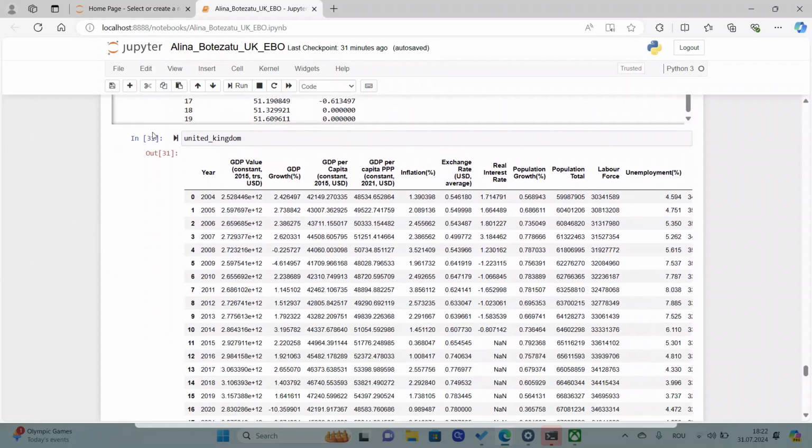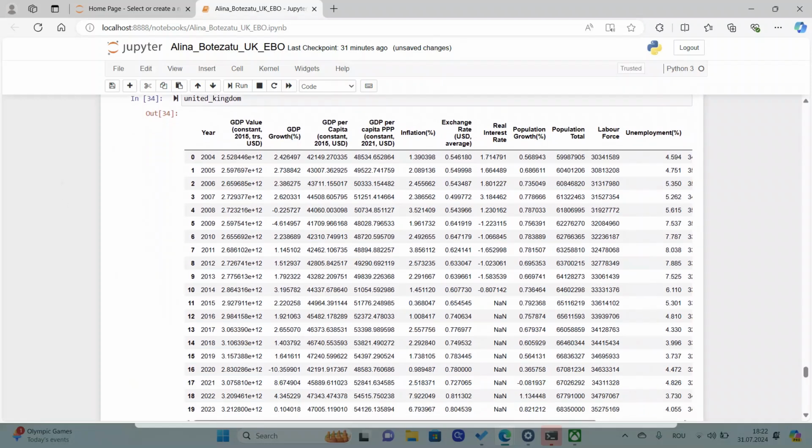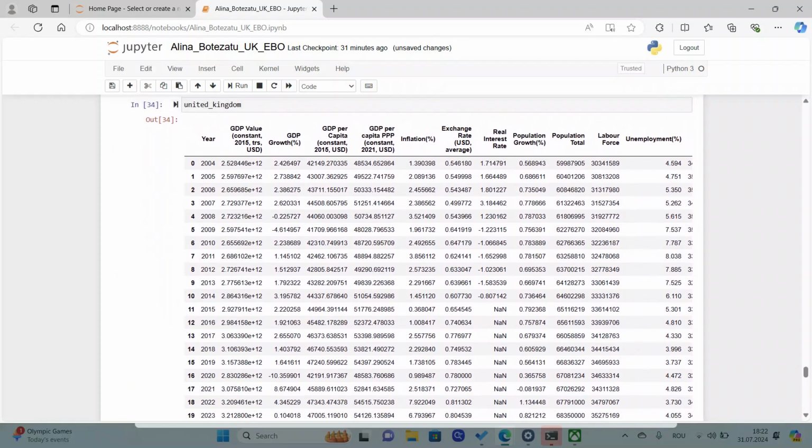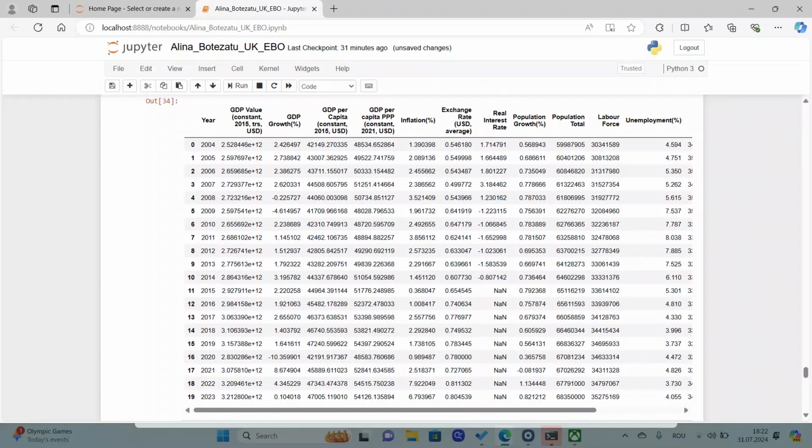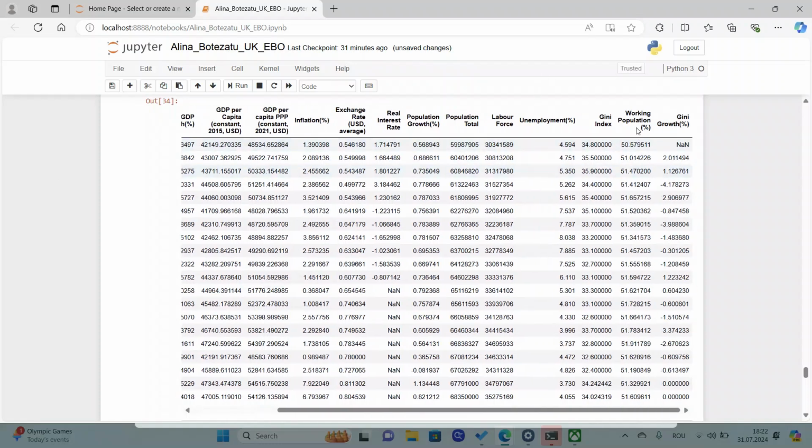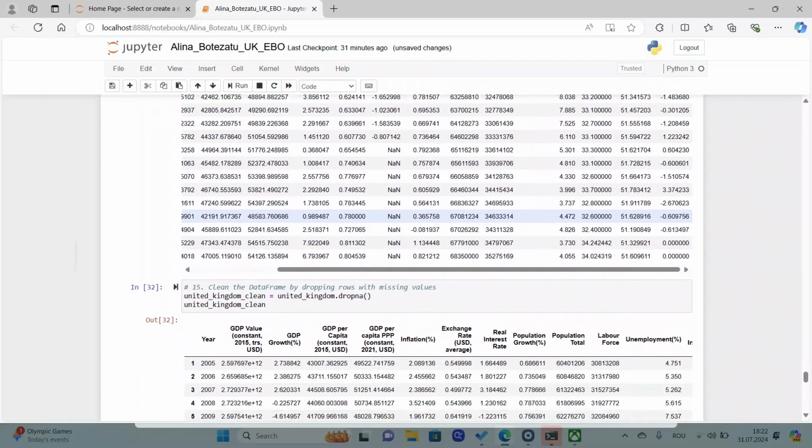And then I printed the data frame again, and here it shows the working population and the Gini index growth. Of course, the Gini index is with the predicted values, and here it is with the new indicator, Gini growth.